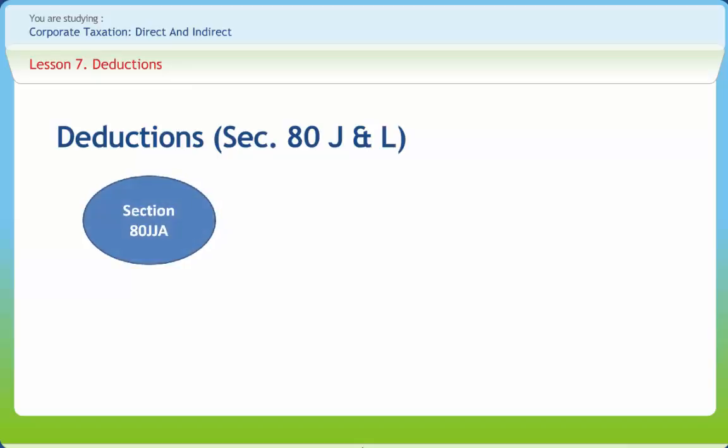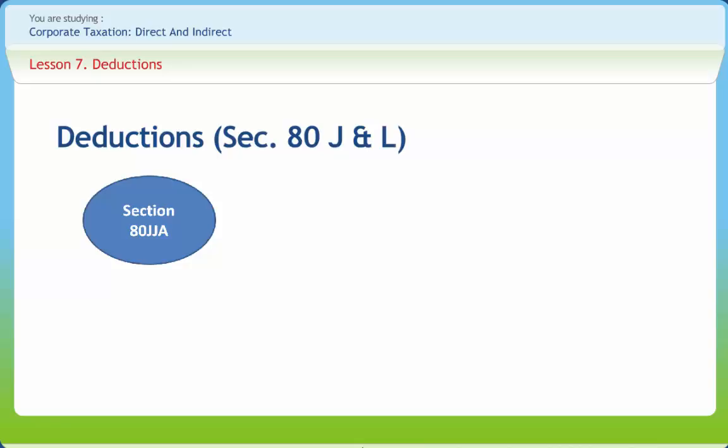Section 80JJA is applicable where gross total income of an assessee includes any profits and gains derived from the business of collecting, processing, or treating of biodegradable waste for generating power or producing biofertilizers, biopesticides, or other biological agents, or for producing biogas or making pellets or briquettes for fuel or organic manure. The whole of the profits and gains of the above activities shall be deductible for a period of 5 consecutive assessment years, beginning with the assessment year relevant to the previous year in which such business commences.